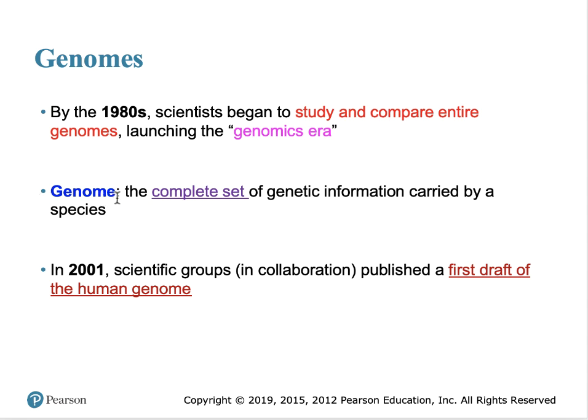A genome of an organism is the complete set of genetic information carried by that particular species. Genome analysis is a pretty recent development in the field of genetics. And in the 1980s, the tools were developed to enable scientists to study and then compare, using sophisticated computer programs, the genomes of several organisms. And since then, this has flourished into an easy to generate set of data. So now we can generate data from lots of organisms quite rapidly.